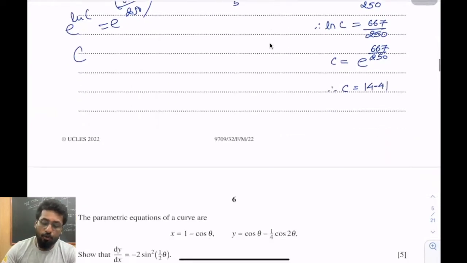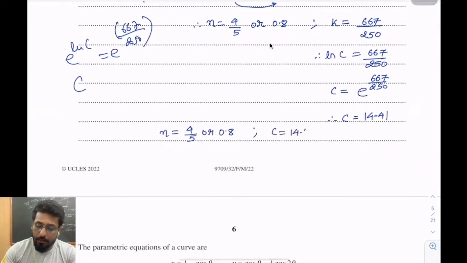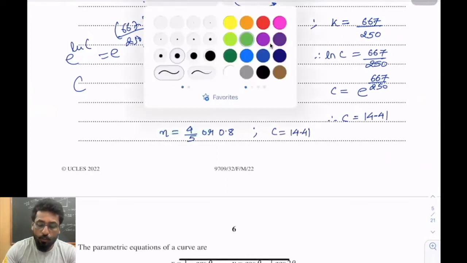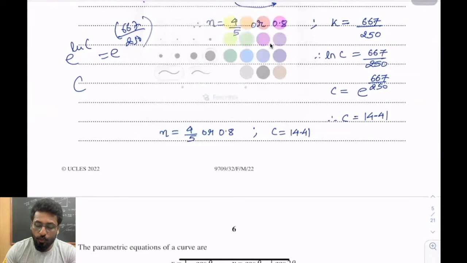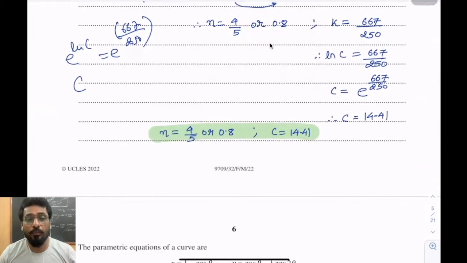So the value of c is 14.41. So I have got the value of n and c. n is 4/5, or you can say 0.8, and the value of c has come 14.41. So this is what the solution for question number 3 is. I hope you have understood the question pretty well, right, students? It's time for us to move on to the next question.